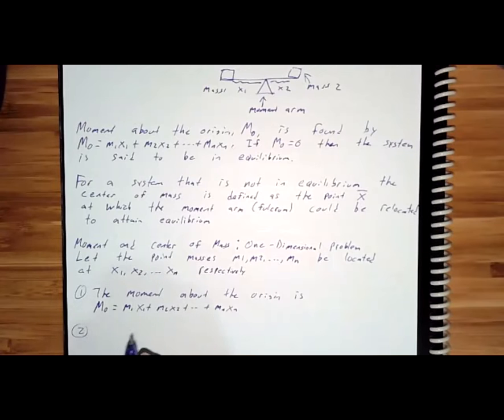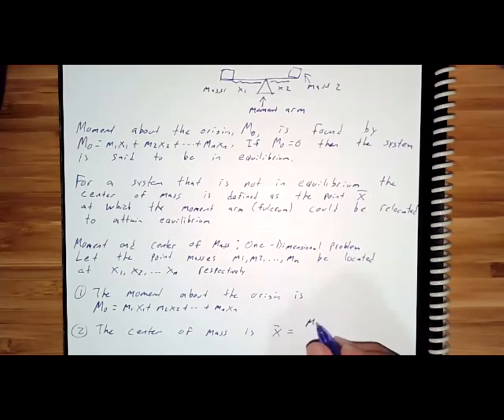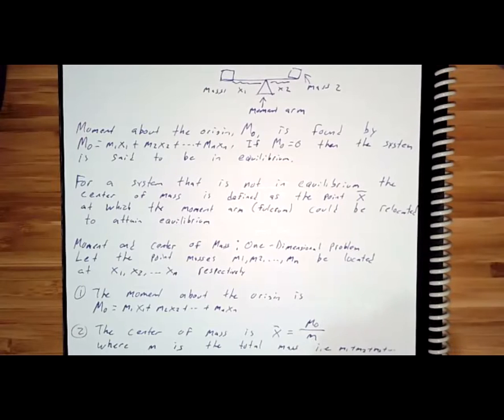Number 2, the center of mass is x bar equal to M0 over M, where lowercase m is the total mass. That is to say, M1 plus M2 plus M3, all the way till Mn.